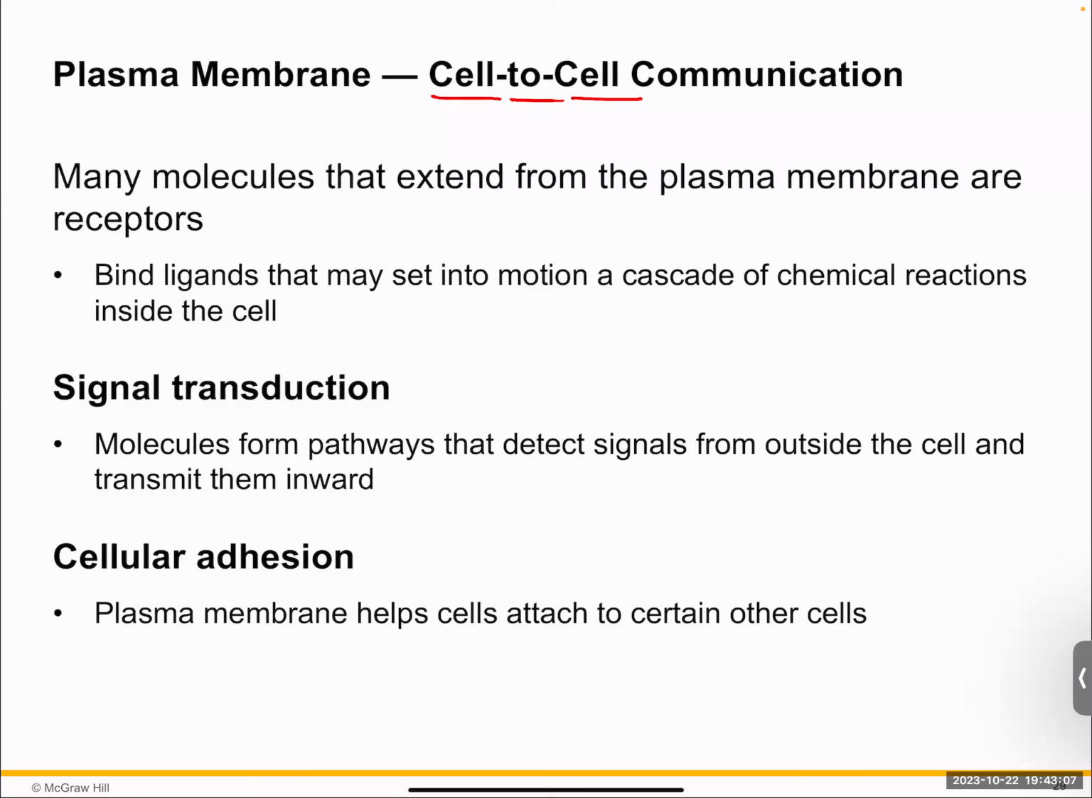The importance of this signaling is that if one cell sends a signal, it connects to the receptor, and that receptor is going to bring that message into the cell from the outside environment. Another way the plasma membrane and its components are important is that it allows the cells to stay attached to each other. That adhesion, that connection between the cells, is also very important.